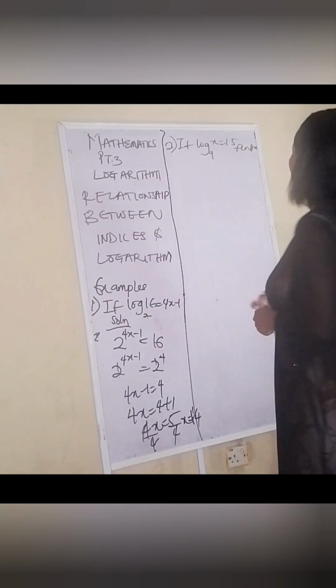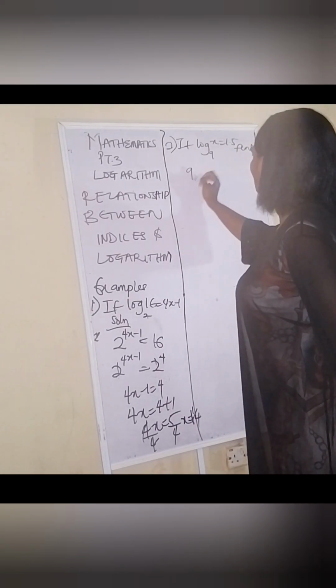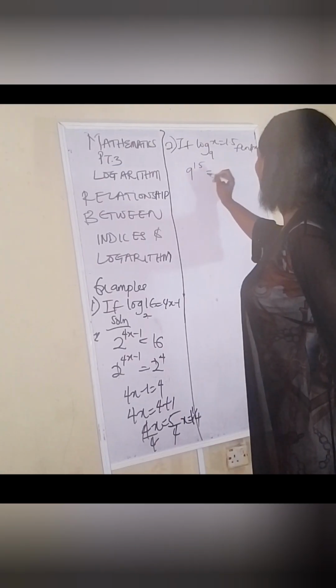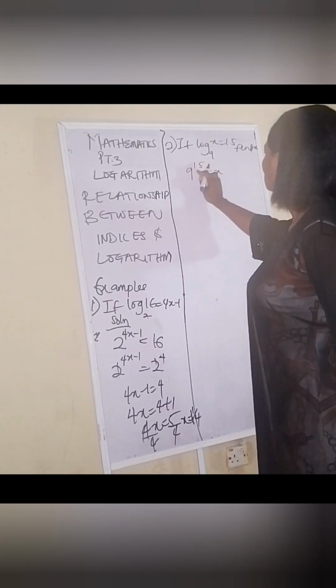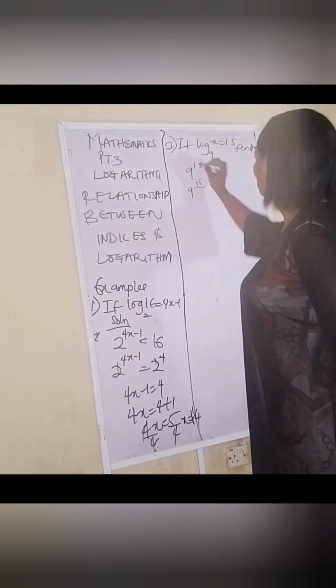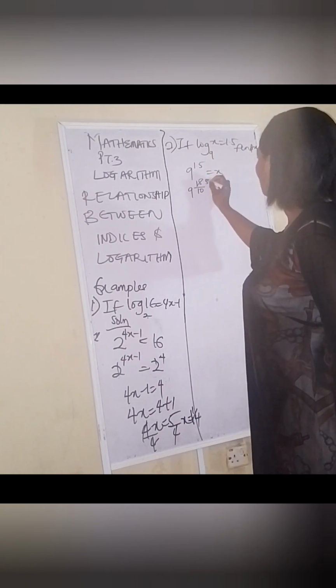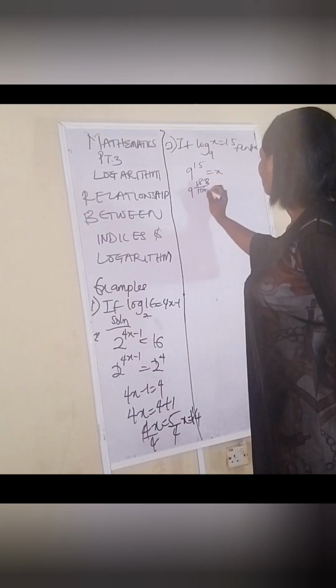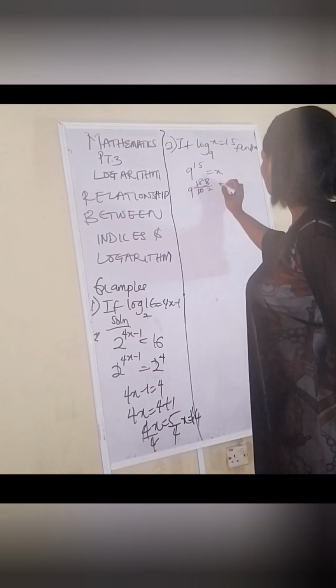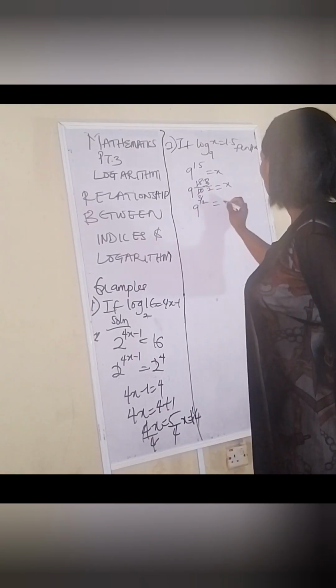Now let's quickly solve this one. This will also be turned to indices. It will be 9 raised to power 1.5 equals x. Now let's remove this decimal point. So we have 15 over 10, which is 3 over 2, so 9 raised to power 3 over 2 equals x.